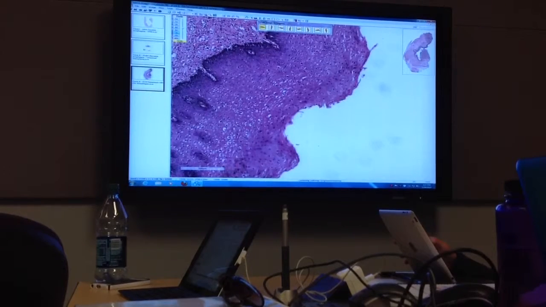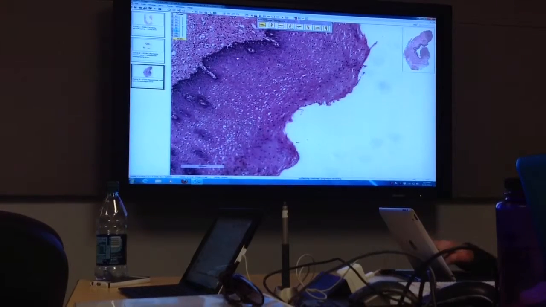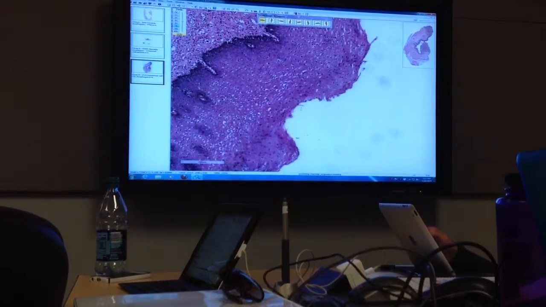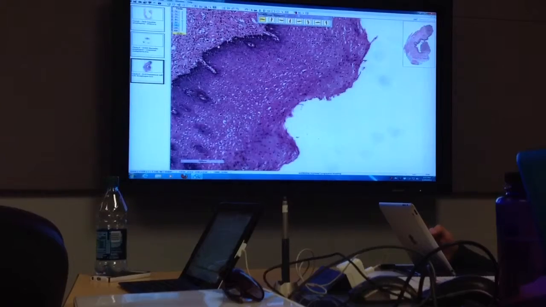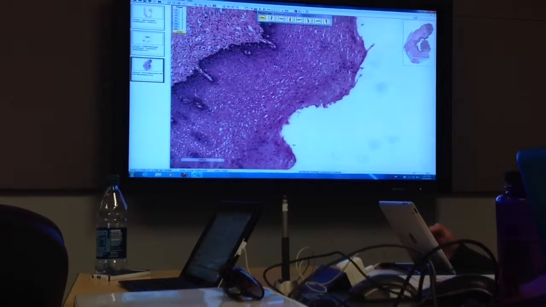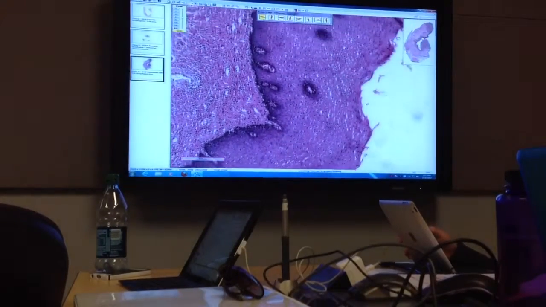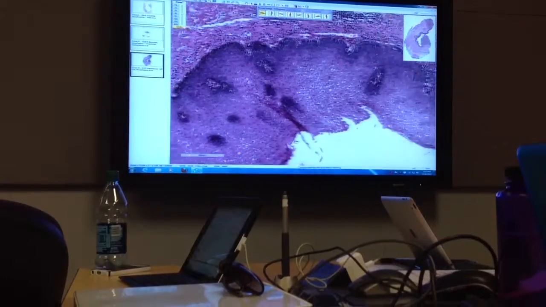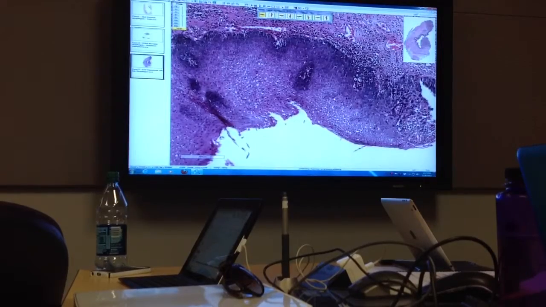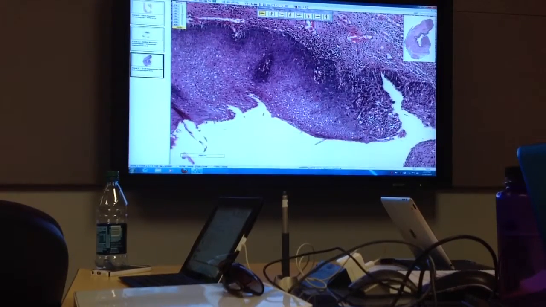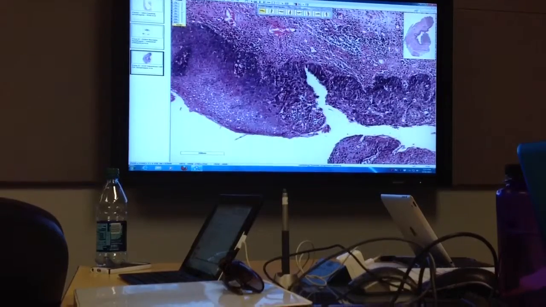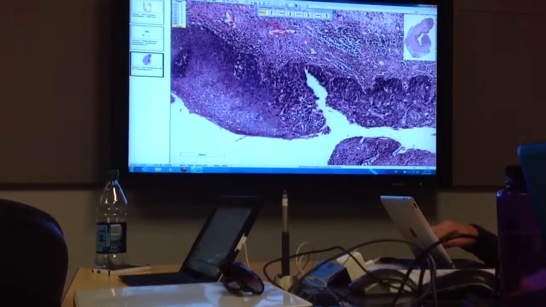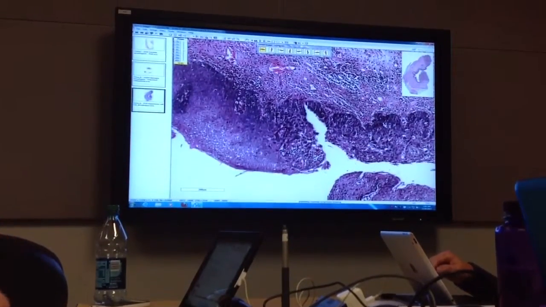And see how these look pretty much normal, right? As they get toward the surface, they get mature, the nuclei flatten out, and they'll eventually desquamate off, and then they'll be replaced by others. But if we keep going, what's starting to happen here? This doesn't look right, does it? What about that? So this is dysplasia. See how this looks different from that?